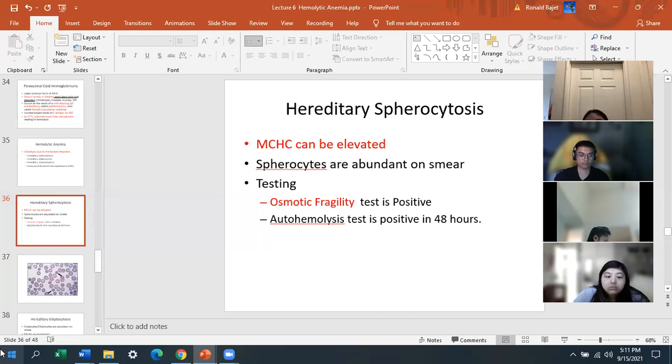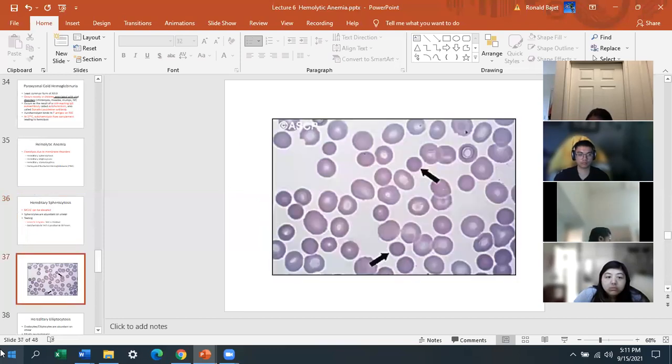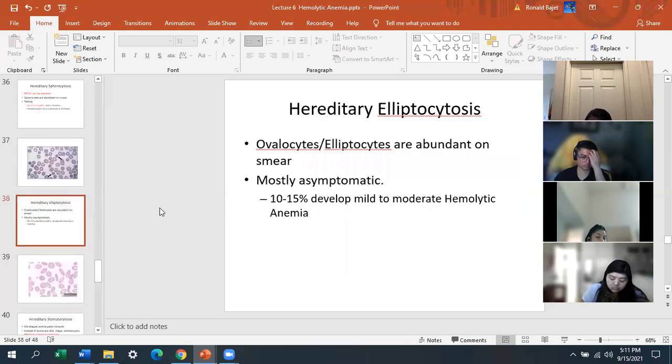Autohemolysis test is positive in 48 hours. So that's how long you can actually run the test. You can spin it after a short while before you go home, but you actually keep it for 2 days. And if you see hemolysis, then that's a positive osmotic fragility test. Those are the spherocytes right there. Small microcytic cells, no central pallor. They're the dark ones and they're the microcytic ones, okay? So this one probably is hereditary spherocytosis.